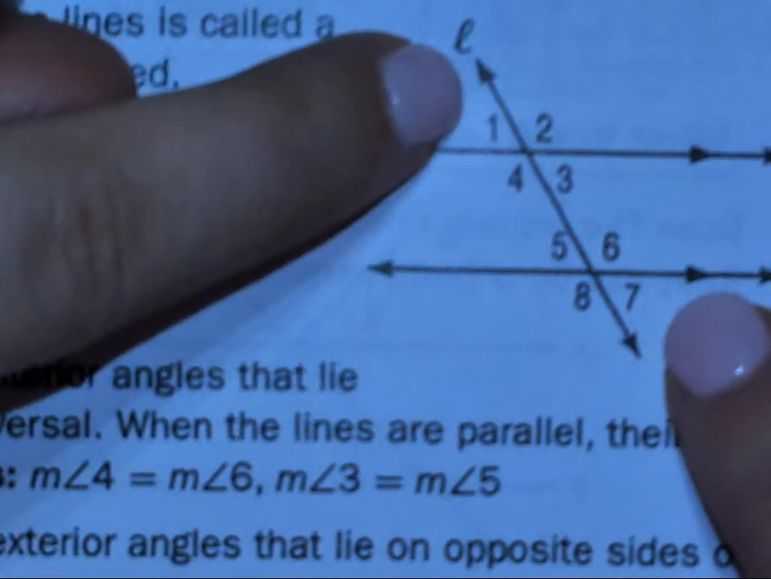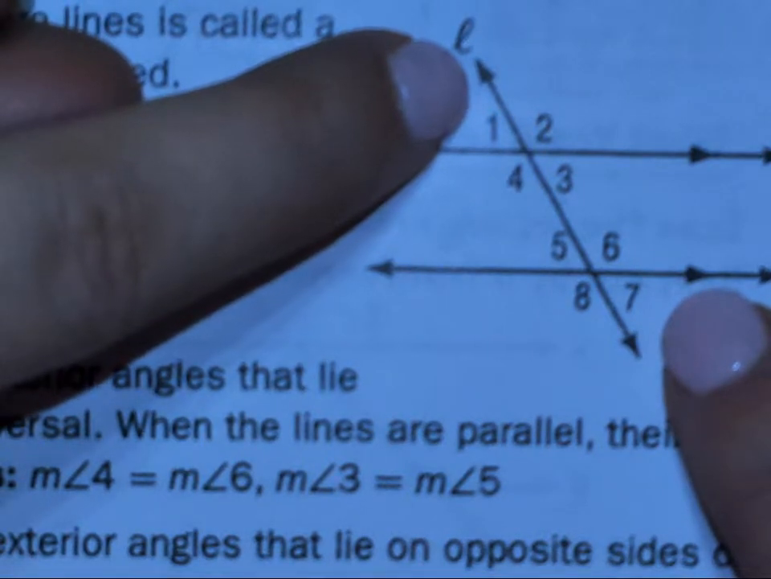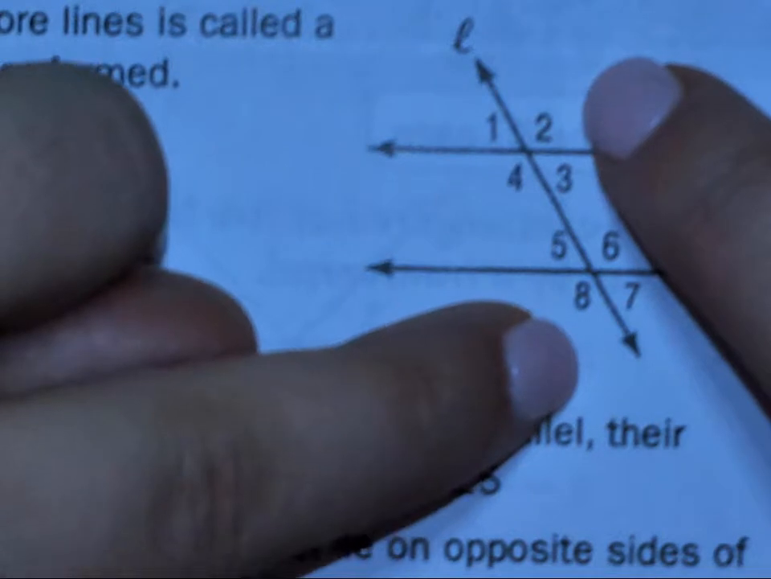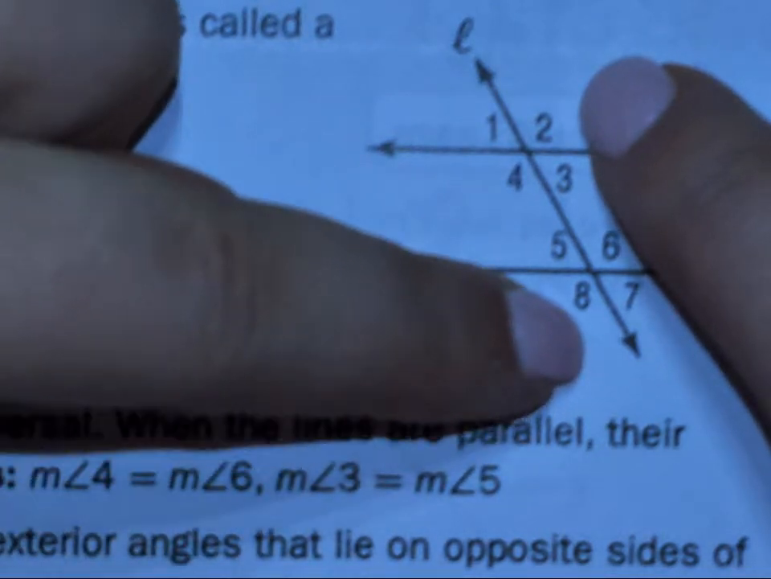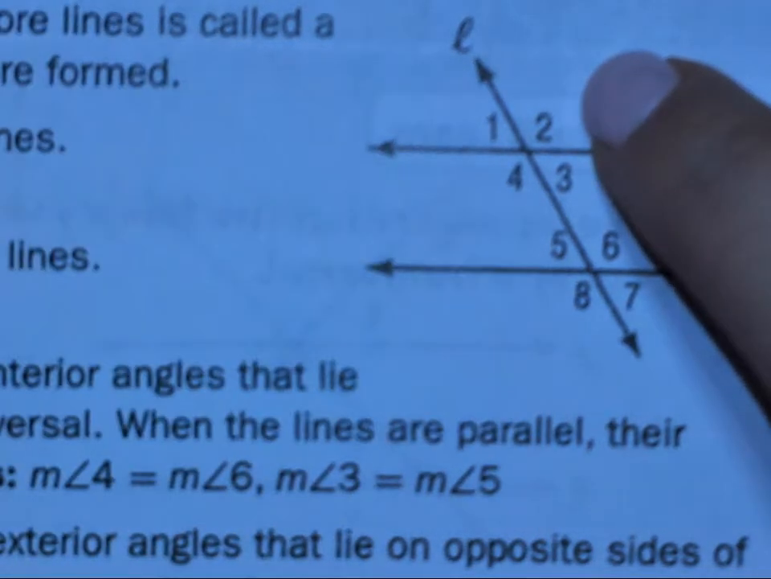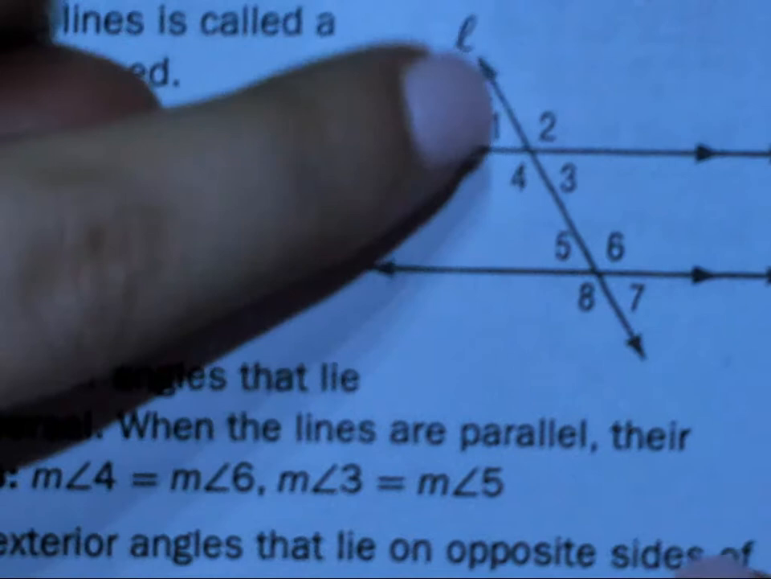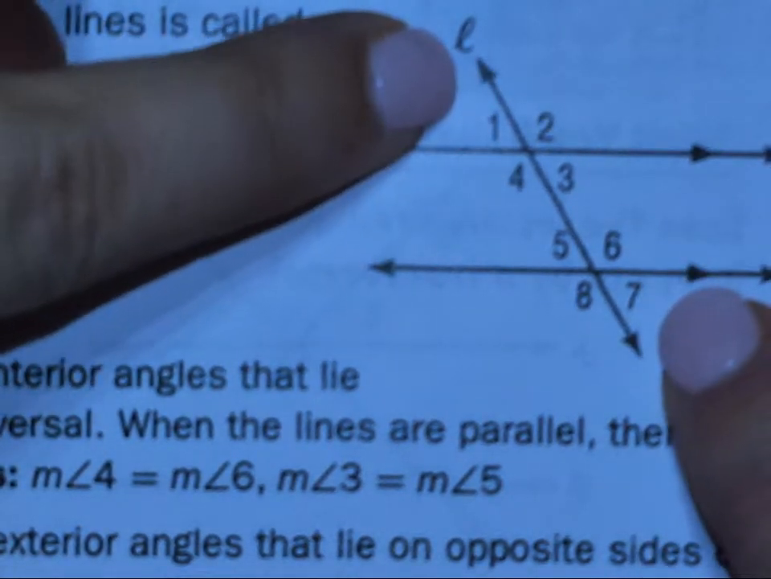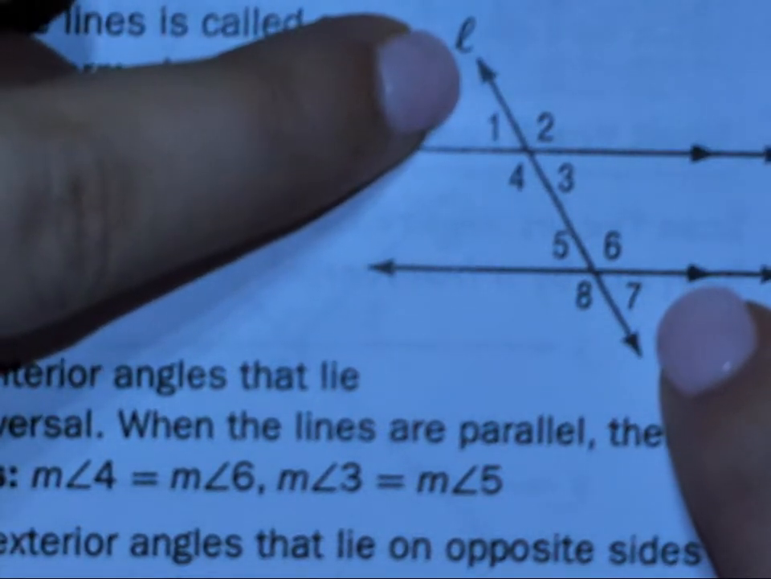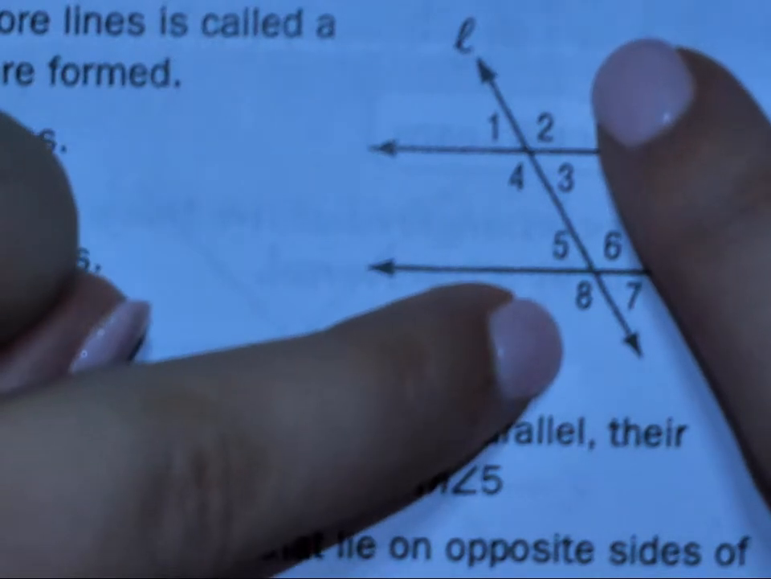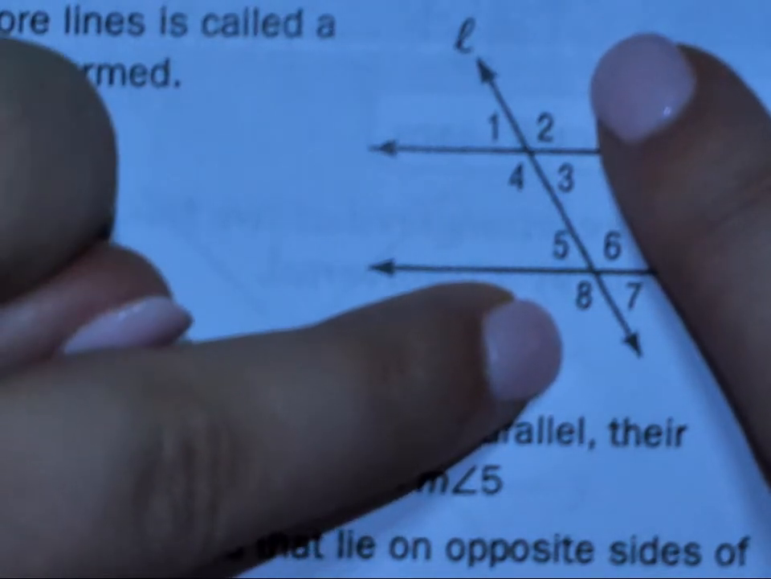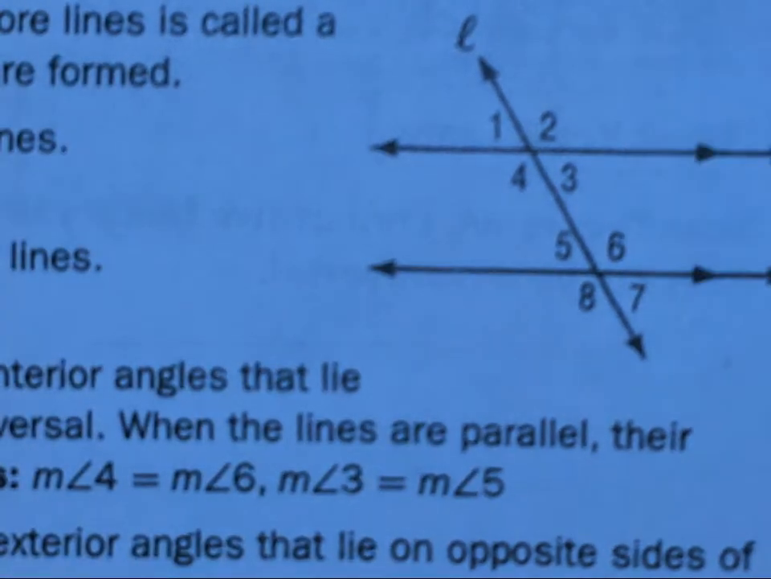What's another pair of alternate exterior angles? What is it? 2. Good. 2 and 8. Okay. So when this happens, if we have alternate exterior angles, their measures are also equal. So the measure of angle 1 and the measure of angle 7 are congruent. They're the same. Measure of angle 2, measure of angle 8 are congruent as well.